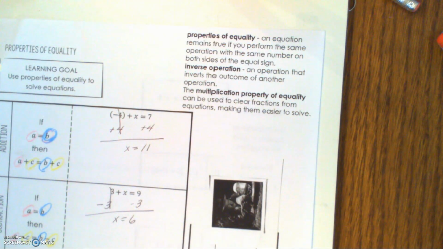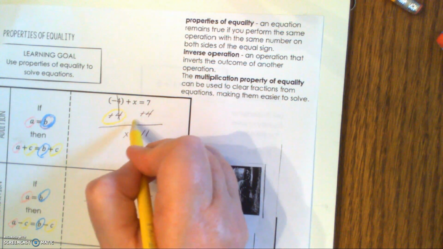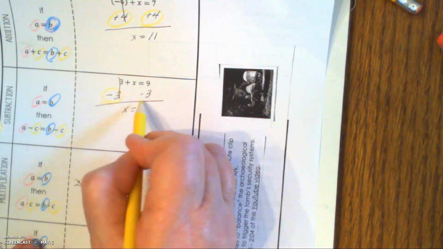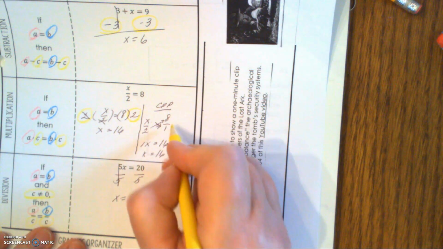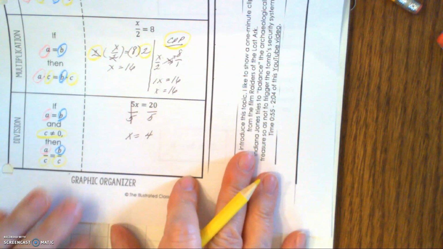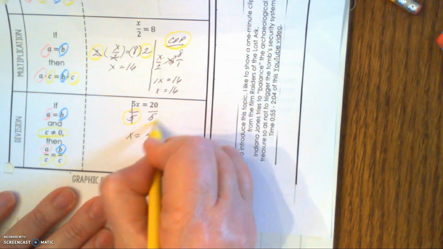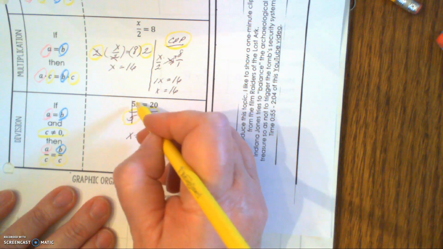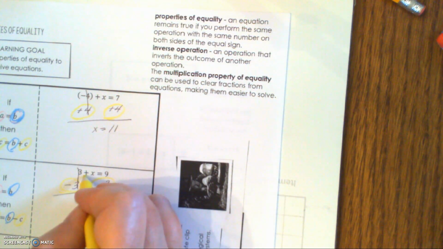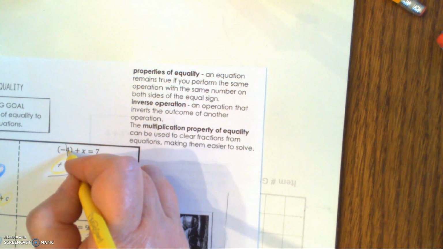Okay? So here, just to go over, you can add, right? That's your property of equality. You can subtract. You can use multiplication. And here you can use cross multiplication. And then you can use division. Okay, so those are all the inverses. Multiplication and division are inverses. Division and multiplication are inverses. Addition and subtraction are inverses.